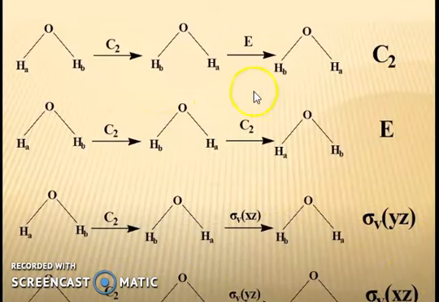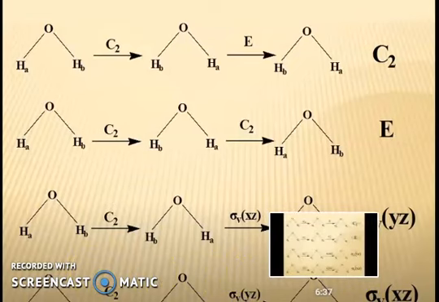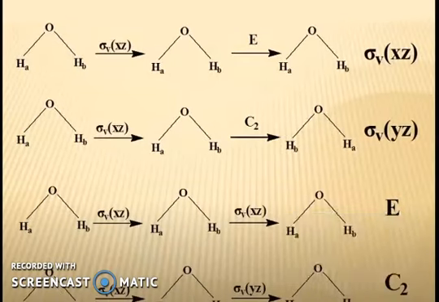You can say that C2 into E is equal to C2 and C2 into C2 is equal to E. The same operation done two times gives the identity. C2 into sigma V is equal to sigma V prime and C2 into sigma V prime is equal to sigma V. So we have the second row as C2, E, sigma V yz and sigma V xz.